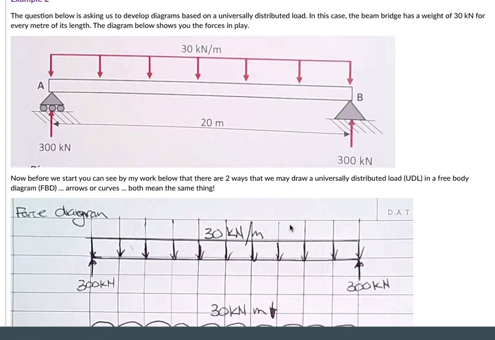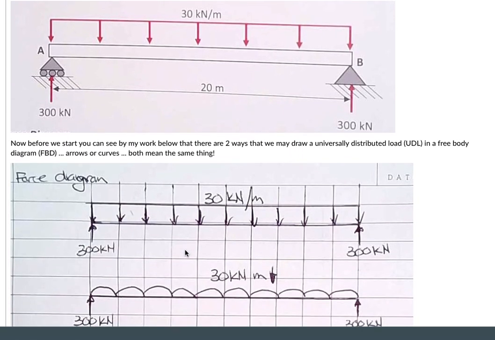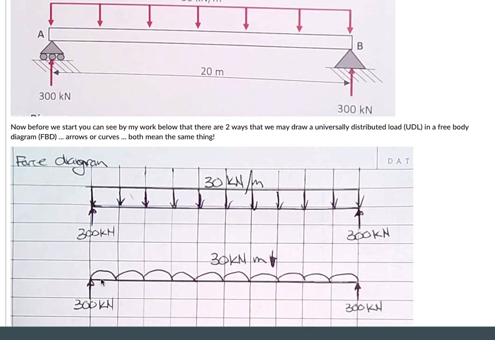Now, again, you may see this universally distributed load drawn in a couple of ways. It could be arrows that are straight down, right? Or the other way that we have seen as well are these little arches. Don't get confused, they mean the same thing. It's basically saying it's a universally distributed load.